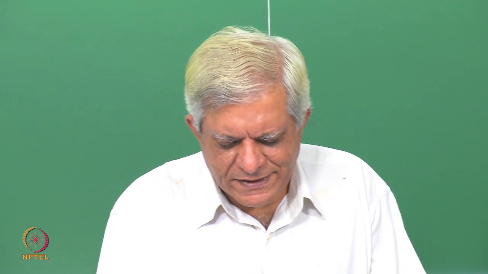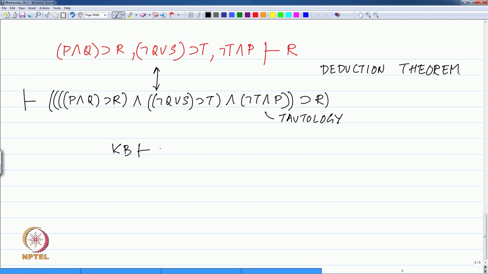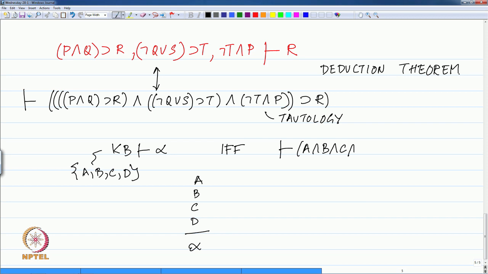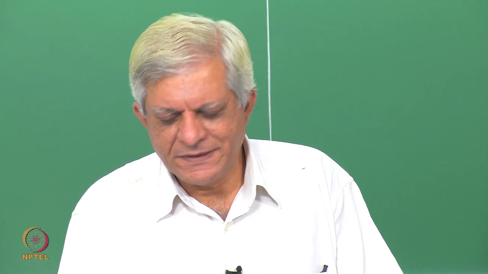This property is given to us by the deduction theorem, which we can write as follows. If you want to show that KB derives alpha, and KB is a set of sentences, let us say A, B, C, D, then in our old notation you would have written: you are given A, B, C, D, and you want to show alpha. You can derive alpha from a knowledge base if and only if the following sentence can be derived: A and B and C and D implies alpha. Notice that we have not written anything on the left hand side of the derivation symbol, which means you do not need any premises to derive it, which means it is true under all valuations. So, it is a tautology essentially.